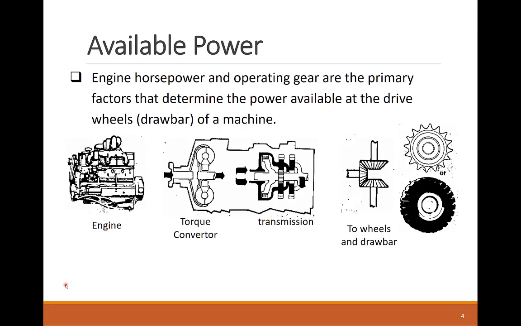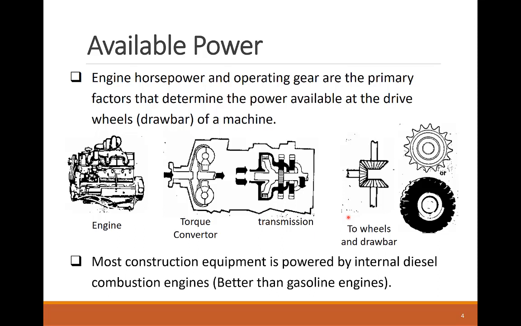Each equipment has available power for use in its whole travel, which is delivered from the equipment engine to the torque converter, transmission, and finally to the wheels or the drawbar if the equipment is track mounted. Almost every equipment has diesel engines as they are more efficient and cost effective than gasoline ones over the life cycle of the equipment.